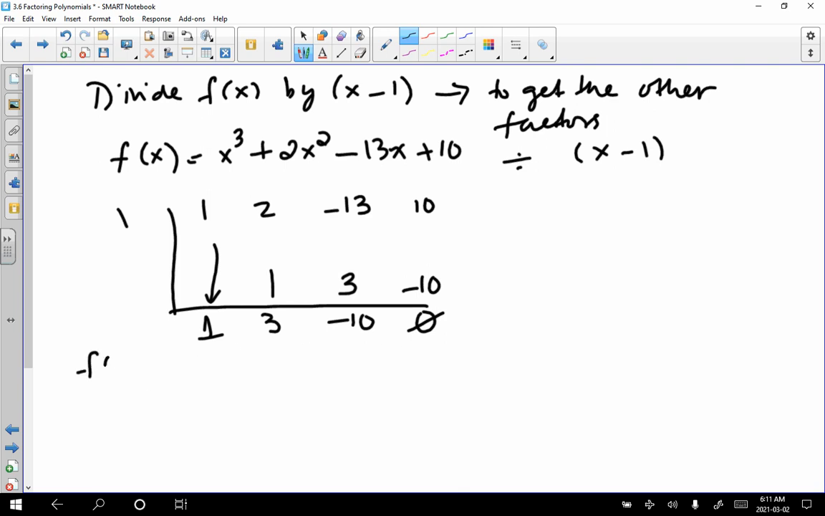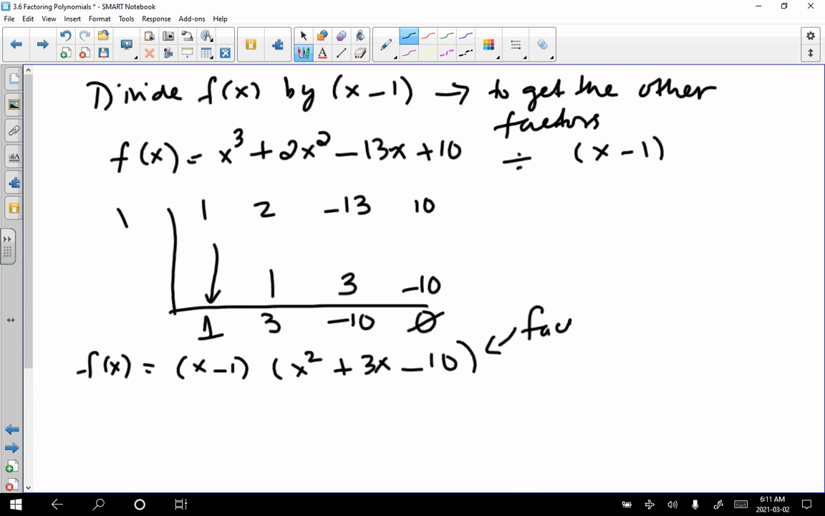So we can now find the other factor that's right here. So f of x is equal to x minus 1 times, what is this factor we got? This has to be to the power of 2 because it will times with x to give you x cubed, because the degree of our function is x cubed. So this one means 1x squared plus 3x minus 10. So we now got x minus 1, and we got this 1x squared plus 3x minus 10.